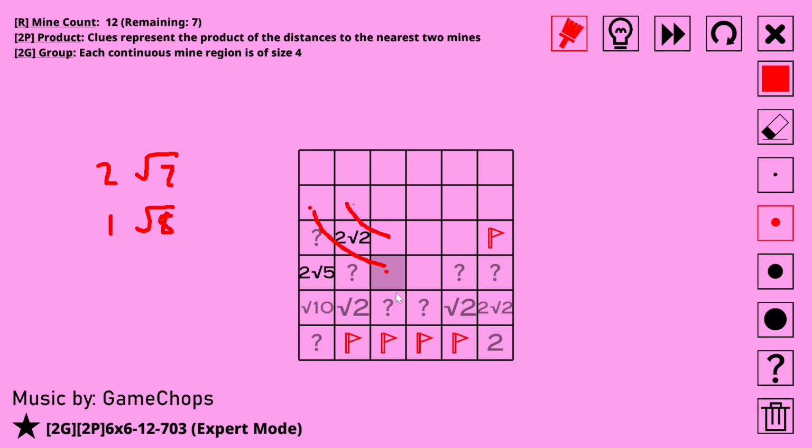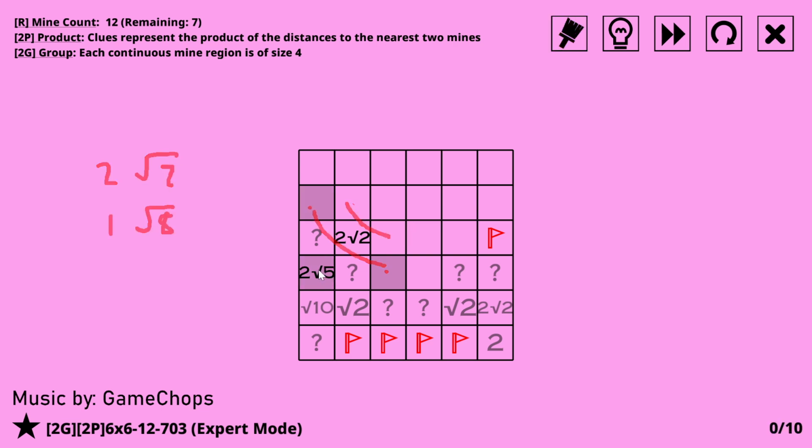Wait a minute. Isn't that... Wow. None of these options work then. Because we know there's at least 1 mine here and at least 1 mine here. Unless I'm tripping. This 2 root 5, could it be anything else? It can't be root 2 times root 10.